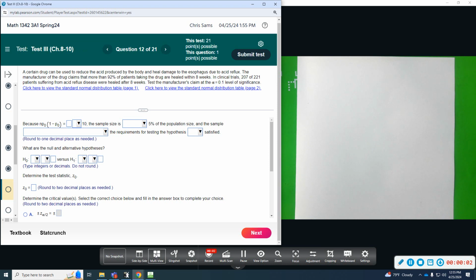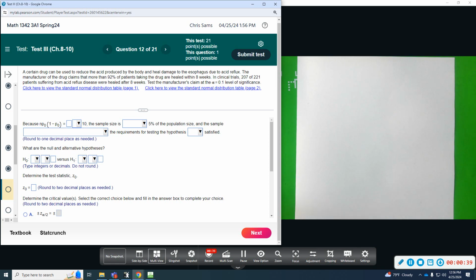All right, number 12. A certain drug can be used to reduce the acid produced by the body and heal damage to the esophagus due to acid reflux. The manufacturer of a drug claims that more than 92% of the patients taking the drug are healed within 8 weeks. In clinical trials, 207 of the 221 patients suffering from acid reflux disease were healed after 8 weeks. Test the manufacturer's claim at the alpha equals 0.1 level of significance.